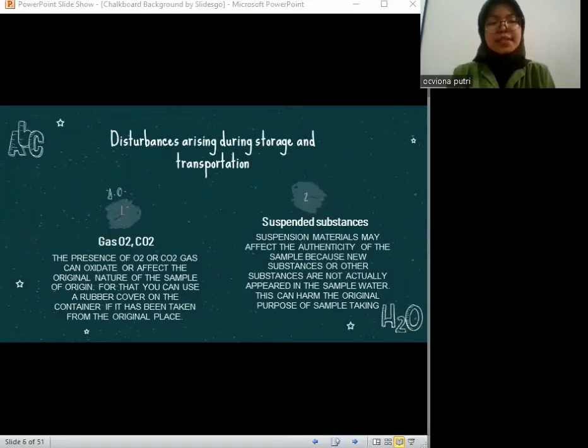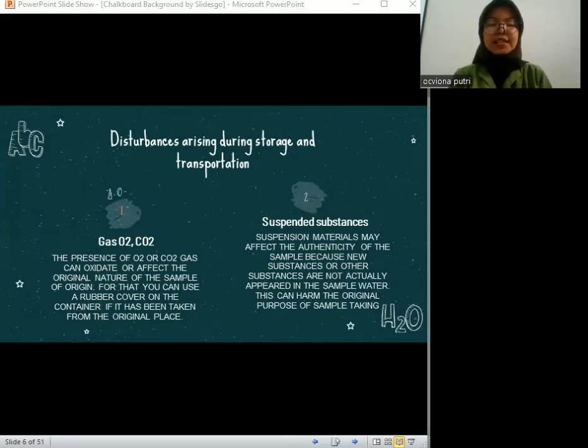Next, disturbances arising during storage and transportation. If the sampling is taken from the original place and goes to the laboratory, there can be disturbances, and we can know how to cover the sample for transportation. The first disturbance is from gases such as O2 or CO2. The presence of O2 or CO2 gas can oxidize or affect the original nature of the sample.